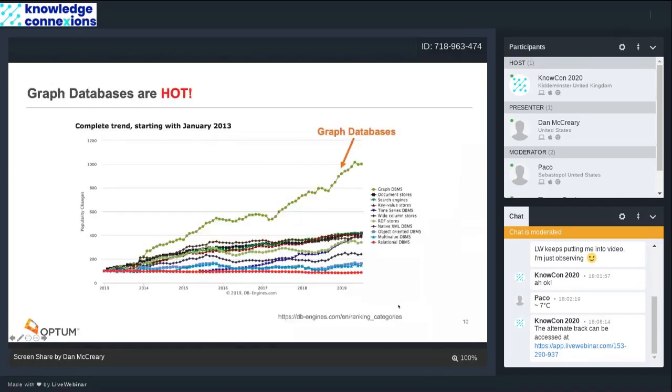One of the things we always start off with is to remember that just because a technology is hot doesn't mean it's appropriate for everything. You can see that graph databases are clearly the hottest technology around, and this is taken from DB engines that harvest the web and find everybody that's talking about certain things. You'll notice that graph technologies have really taken off in their popularity.